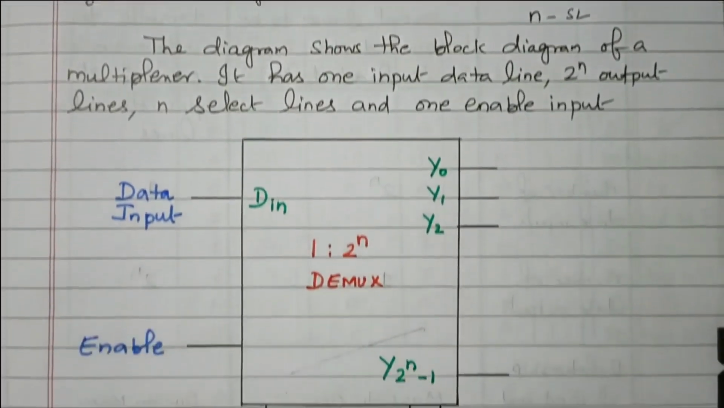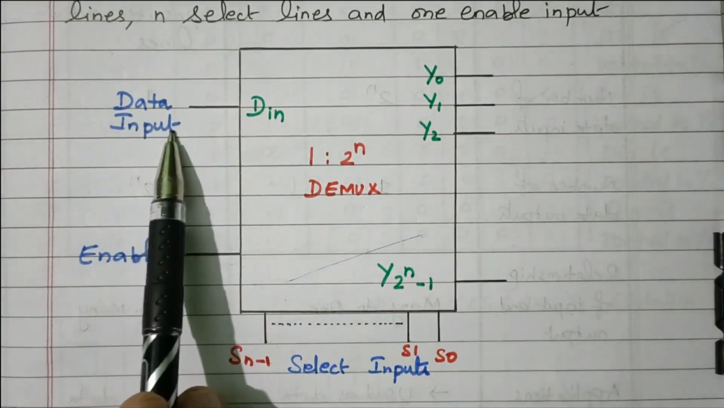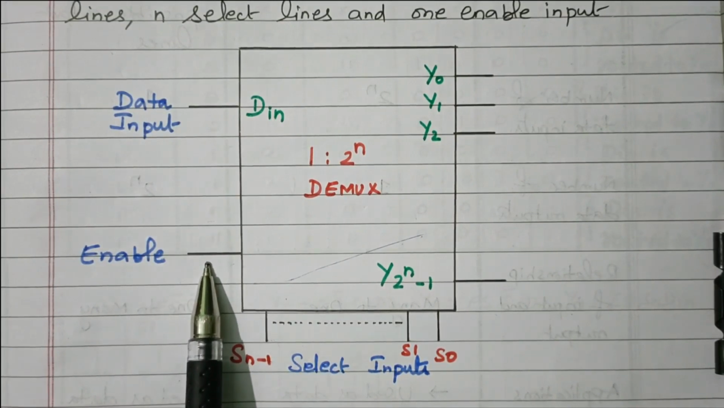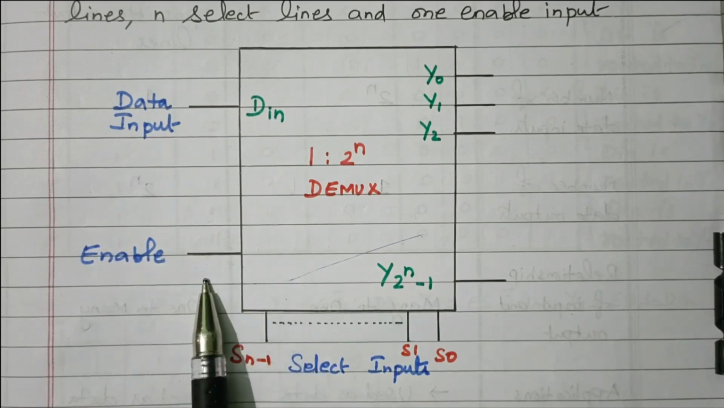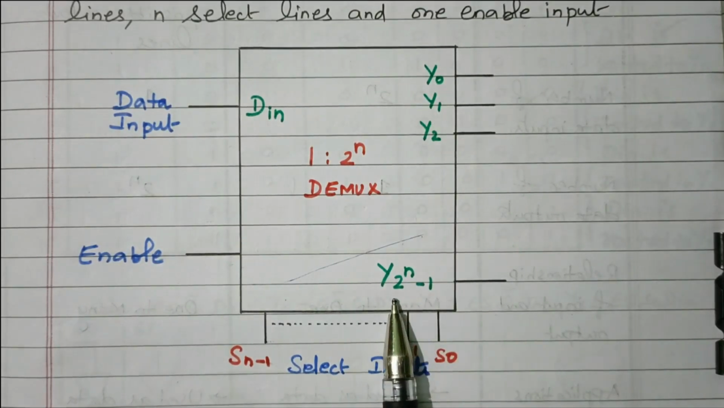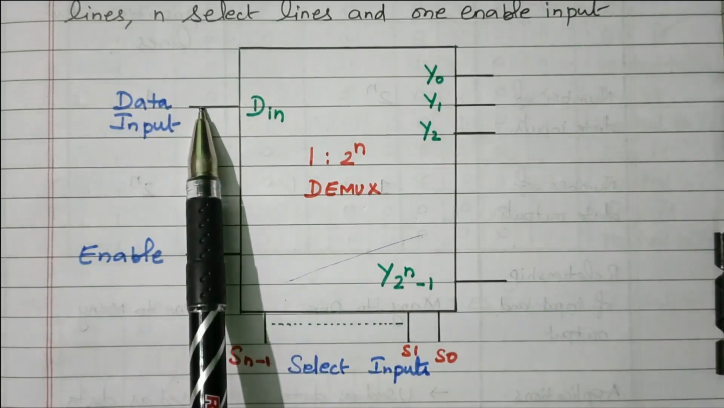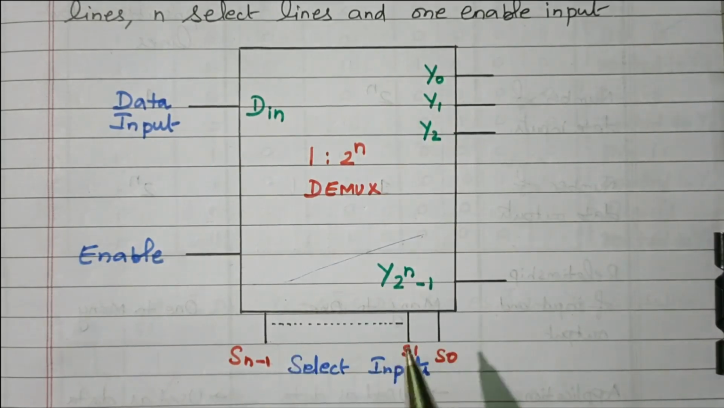Now we'll refer to the block diagram of the demultiplexer. So this is the one data input, D in. Enable input is available. If the enable is 1, it means the demultiplexer will be enabled. If it is not needed, we'll make the enable 0. These are the outputs, y0, y1, y2 up to 2 to the power n minus 1 outputs. These are all the selection lines, S0, S1, up to Sn minus 1. So this one input will be divided into the outputs, controlled by these selection lines, right?